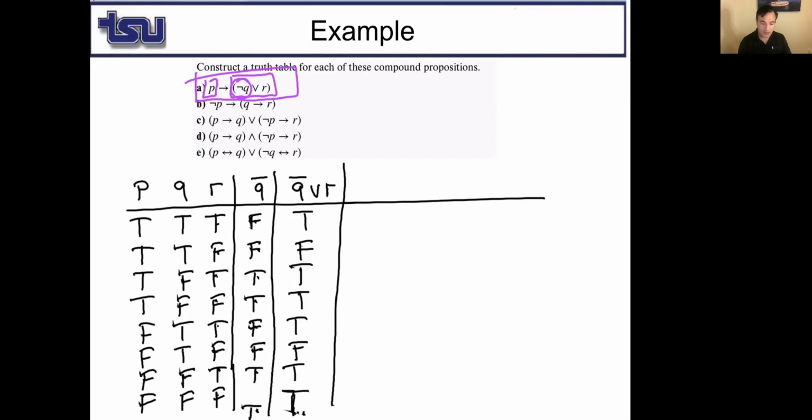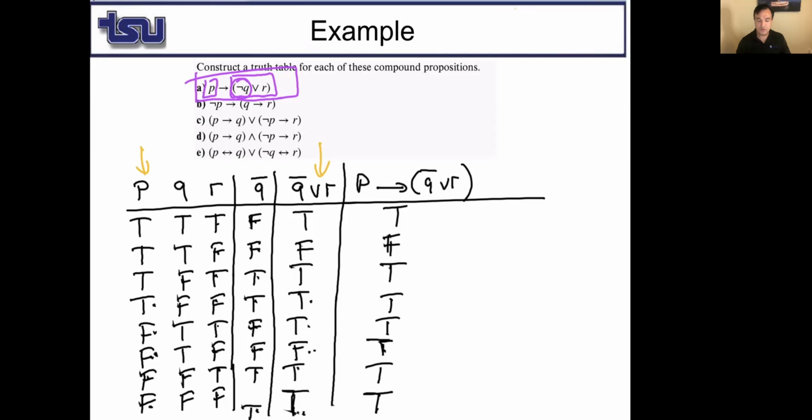Okay, now I can do this: P implies Q naught or R. As you see here, P we already have here, and Q naught or R we already have here. That means this column and this column. So this is the premise, this is the conclusion. True implies true is true, true implies false is false, true implies true is true, true implies true is true. If the premise is false, the conditional is true, no matter what the conclusion is. So that's what it is.